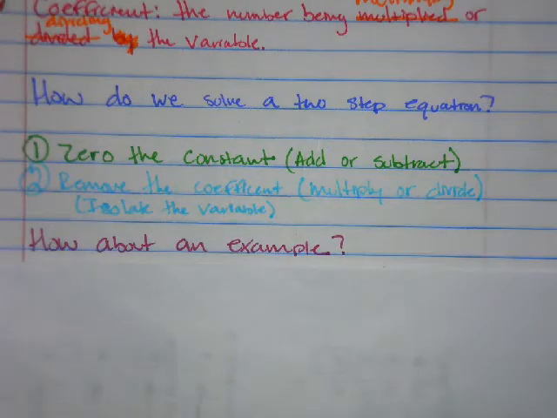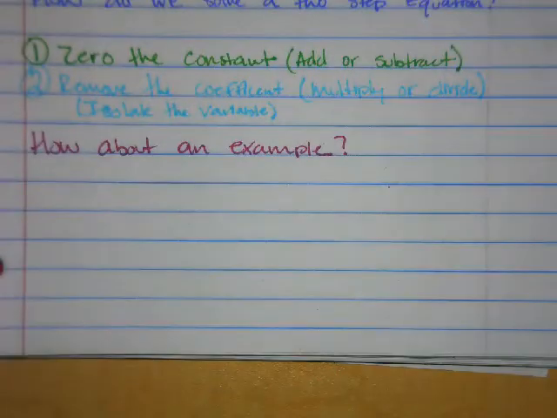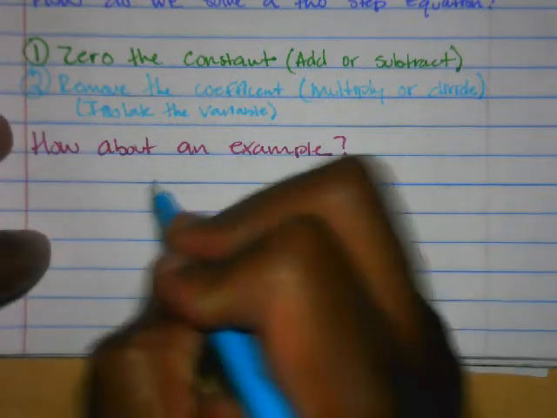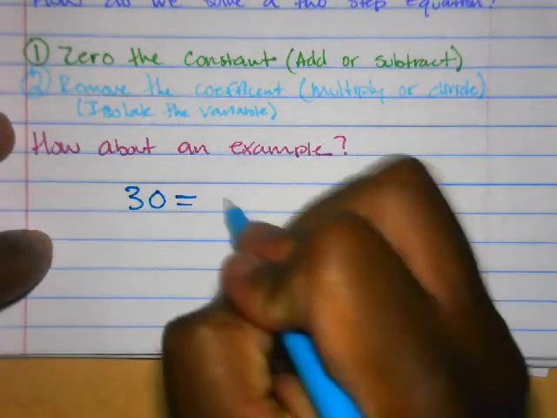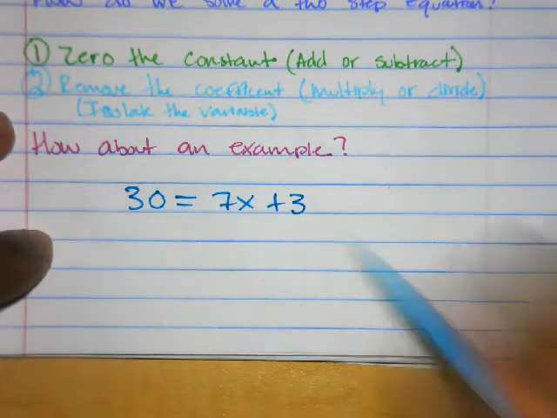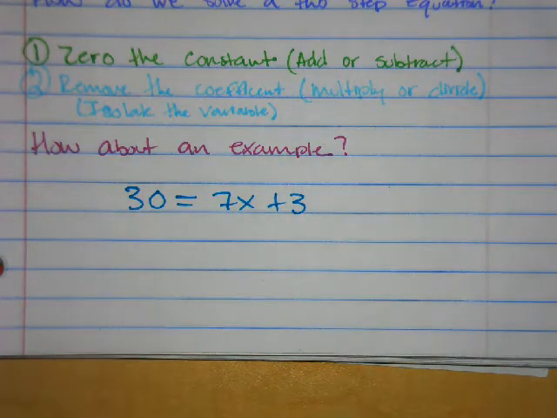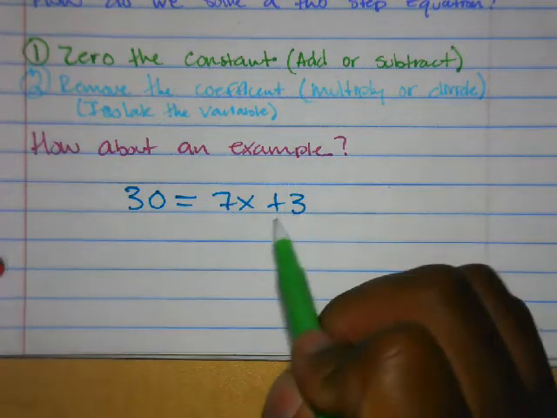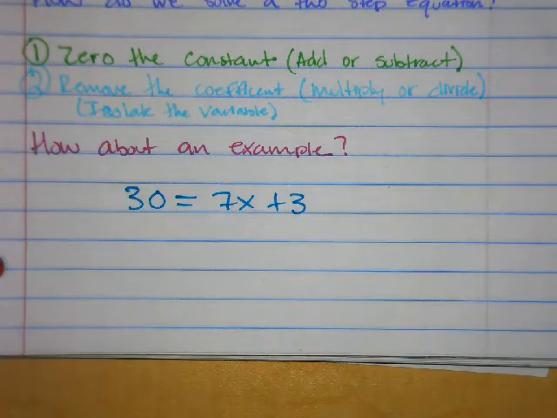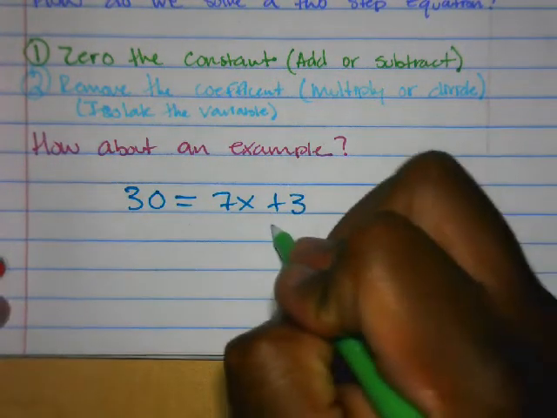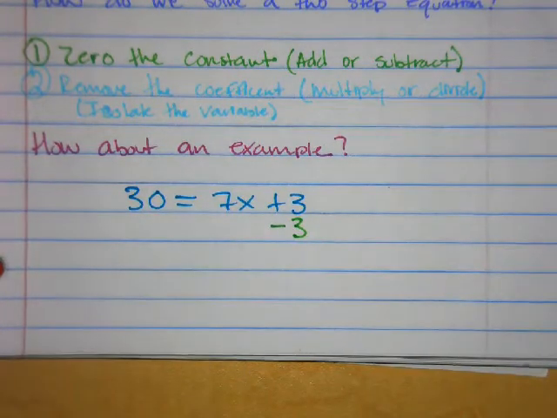So how about an example? I'm going to give you several examples actually. If we start with that initial equation we had, 30 equals 7x plus 3, remember, the first step is to zero the constant. So I'm going to zero this out. We have plus 3. The opposite or the inverse of that is minus 3. So I'm just going to subtract 3. However, since this is an equation and both sides are equal, whatever I do to one side, I need to do to the other side as well. So we subtract 3 over here.